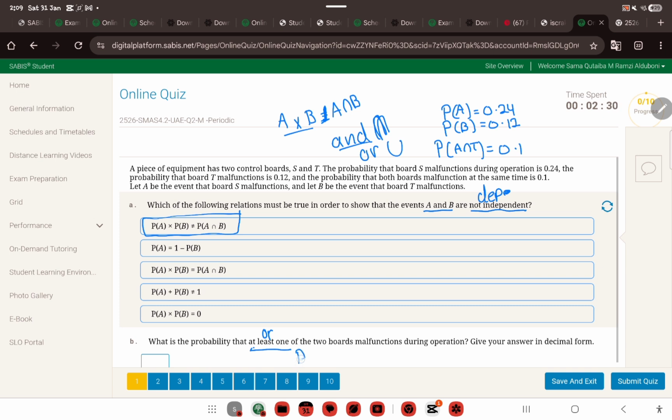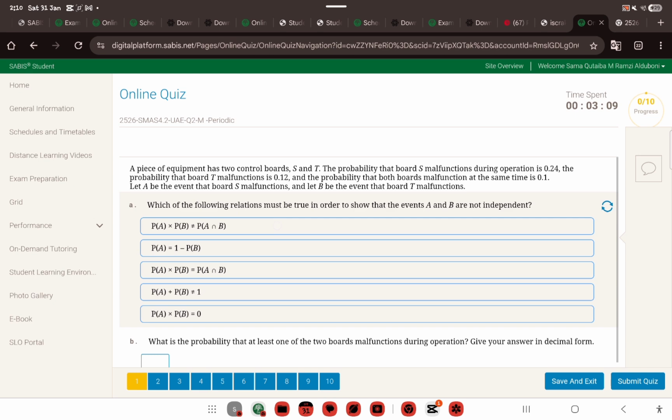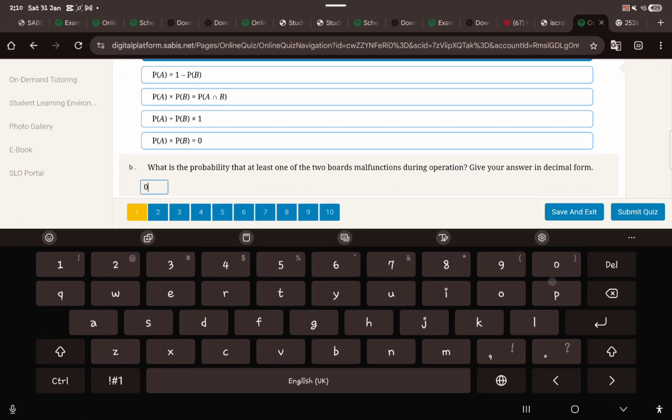So P of A union B. There's a formula that we must memorize, which is the probability of A plus the probability of B minus the intersection of A and B. So we do 0.24 plus 0.12 minus 0.1. We put it on the calculator, 0.24 plus 0.12 minus 0.1, and we get 0.26. So this is 0.26.